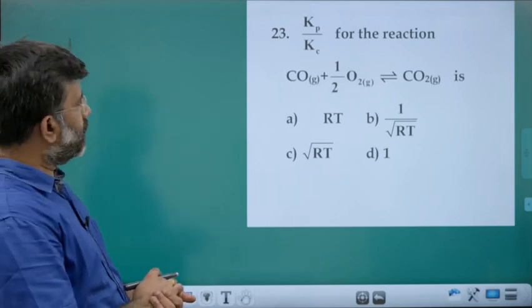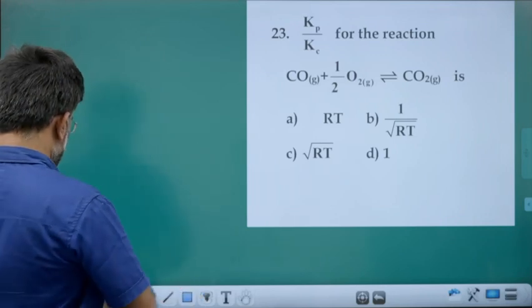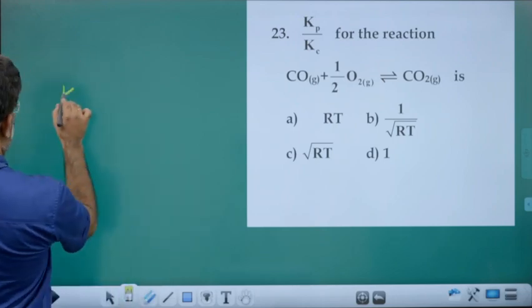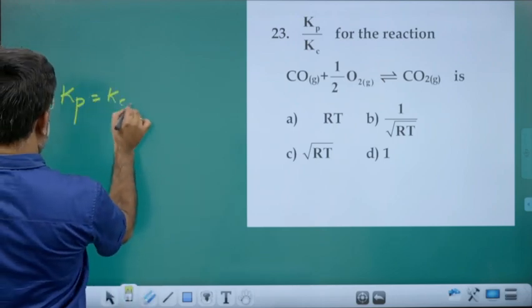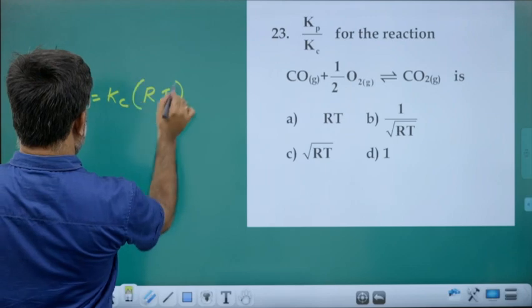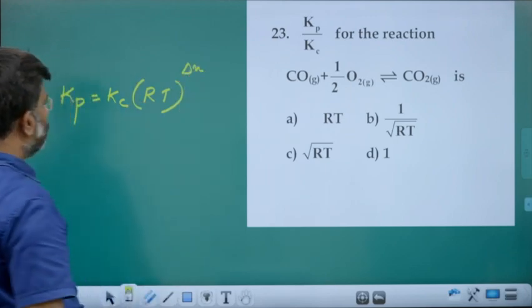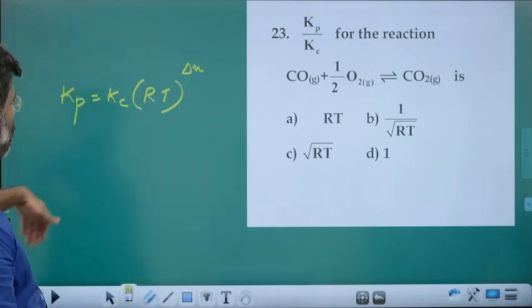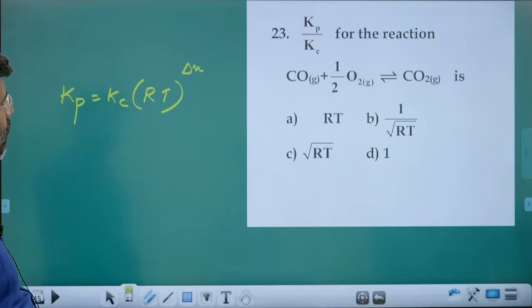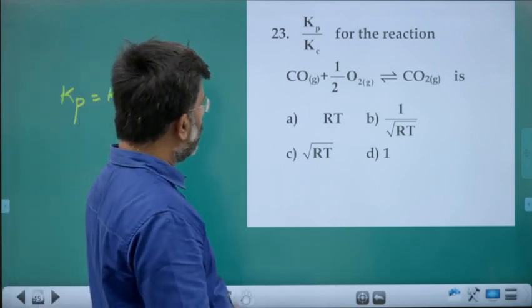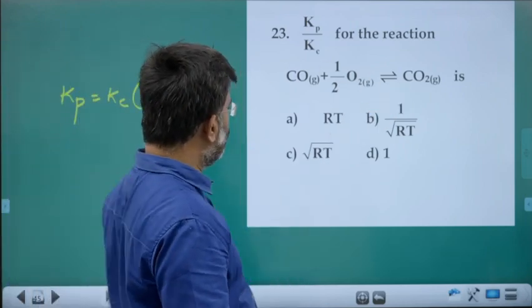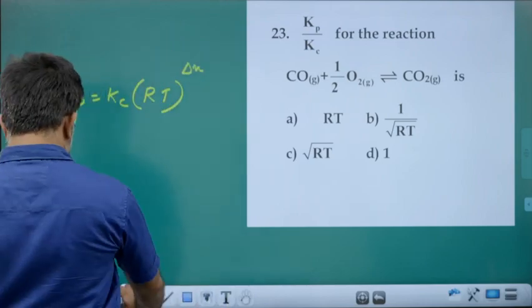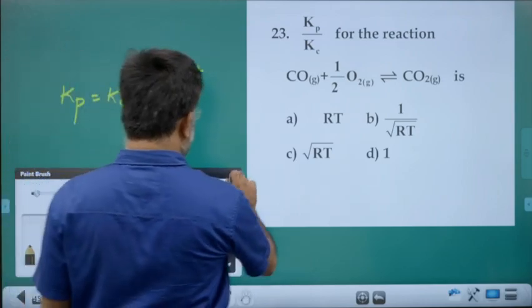Kp by Kc for the reaction. You know the relation. Kp is equal to Kc RT raised to delta n. So Kp by Kc is equal to RT raised to delta n. What is delta n here? 1 minus 1 and half. So it is minus half. So the answer is option B.